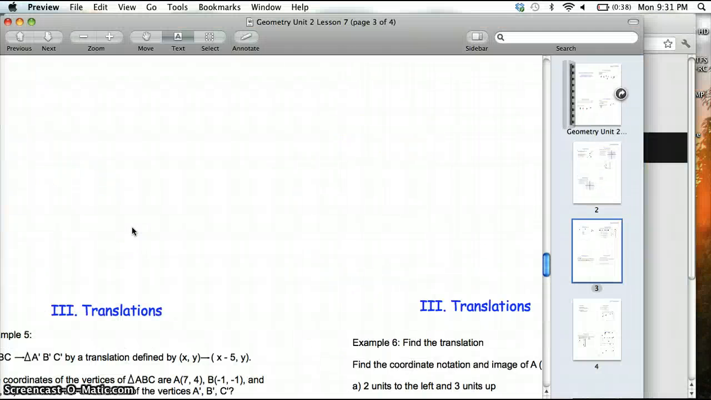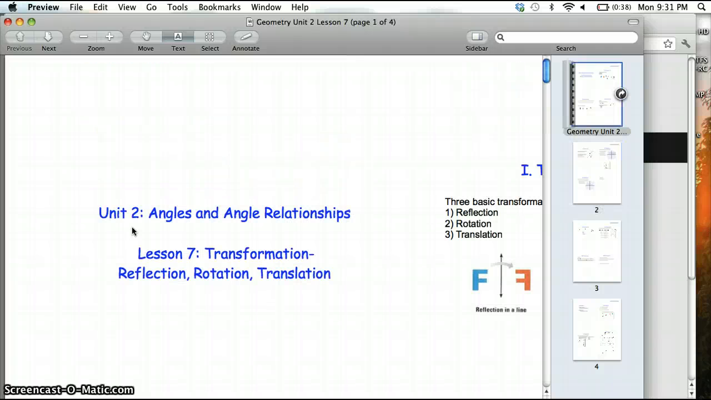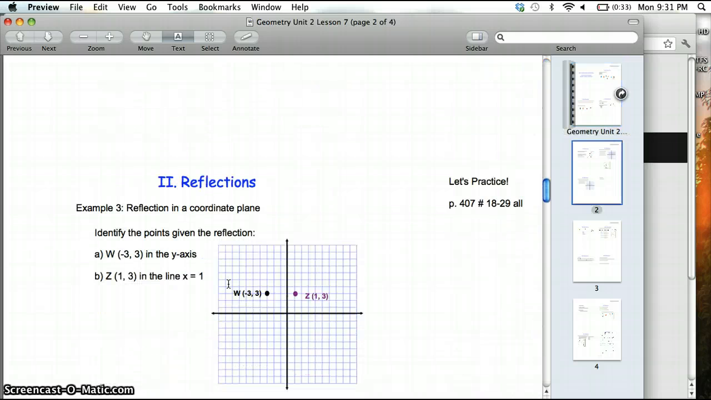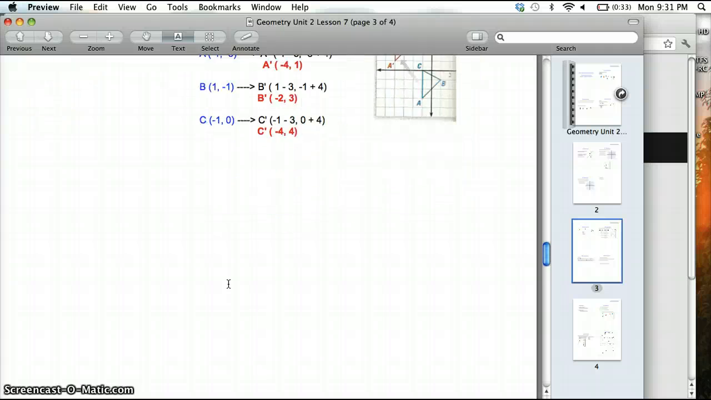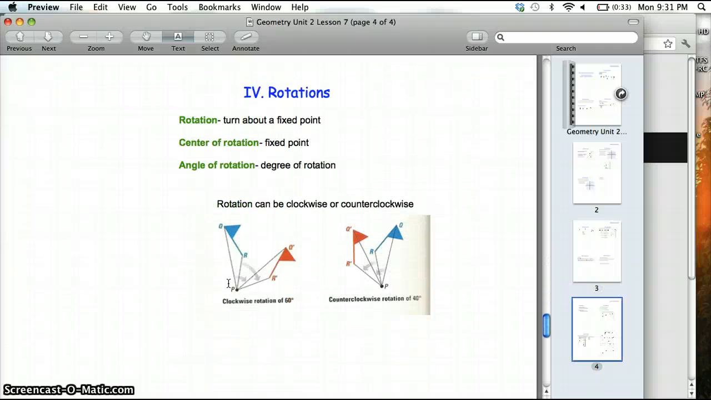All right, so you guys already learned about transformations, and the two things that you learned about transformations were reflections and translations. And today we're going to talk about rotations. So, what are rotations? Let's go ahead and scroll down to rotations.